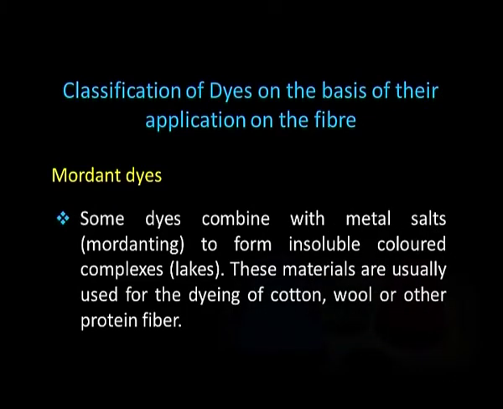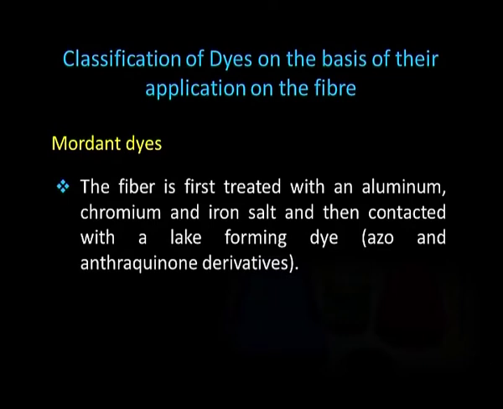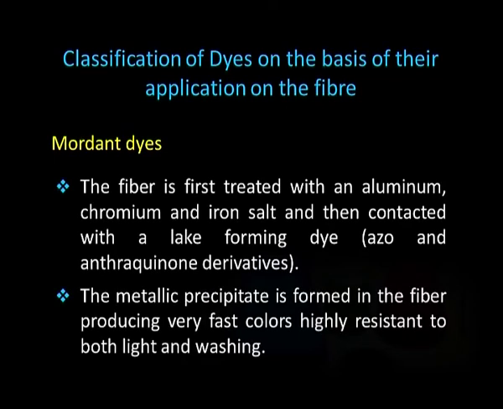Now the mordant dyes. Some dyes combine with metal salts, a process called mordanting, to form insoluble colored complexes, which are also called lakes. These materials are used for the dyeing of cotton, wool and other protein fibers. The fiber is first treated with an aluminum or chromium or iron salt and then contacted with a lake forming dye. Azo and anthraquinone derivatives are used for this purpose. The metallic precipitate is formed in the fiber, producing very fast color, highly resistant to both light and washing.